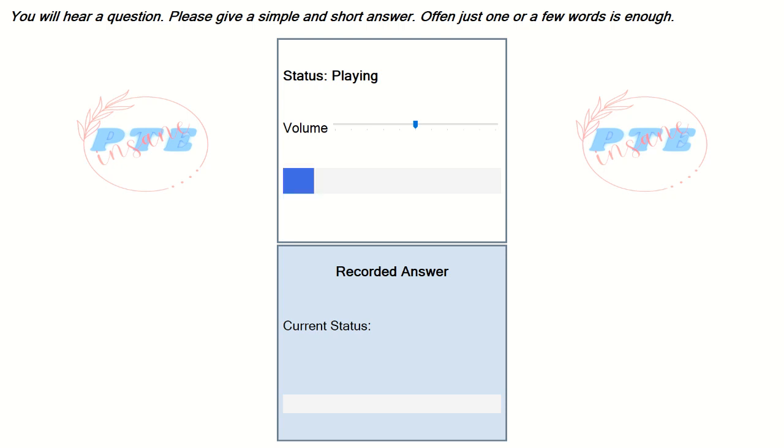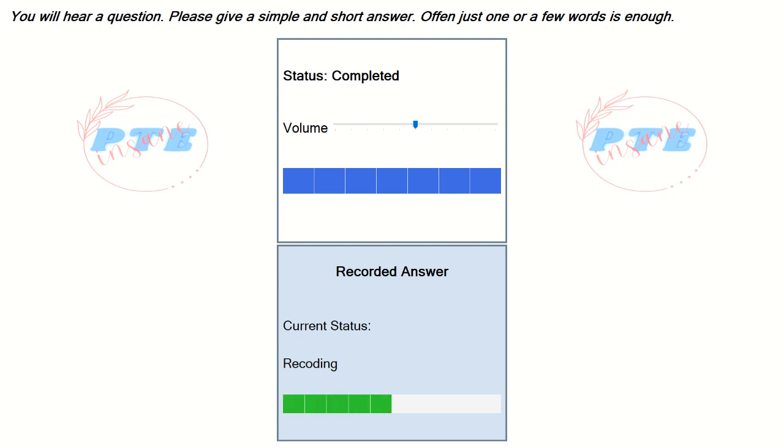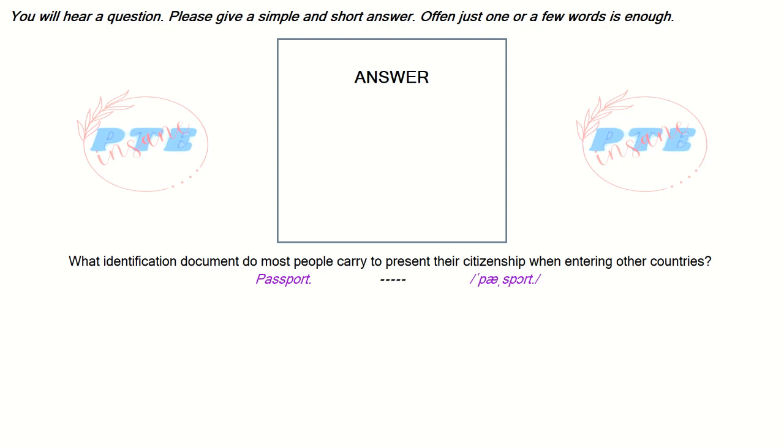What identification document do most people carry to present their citizenship when entering other countries? Passport.